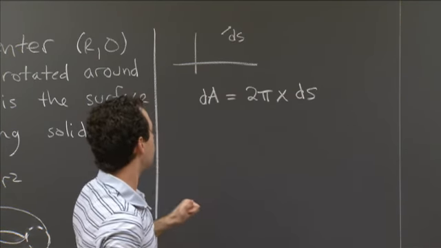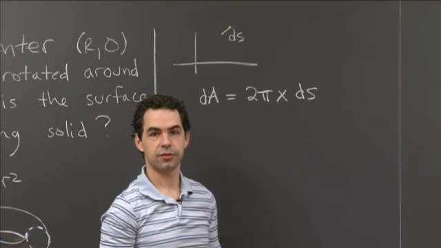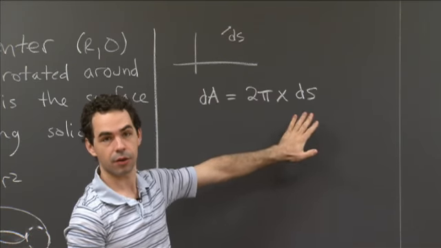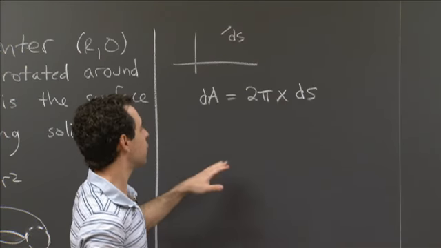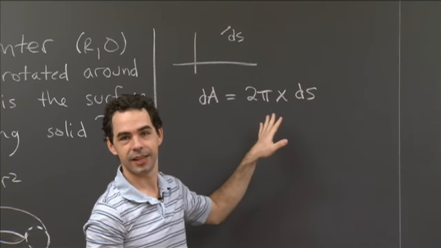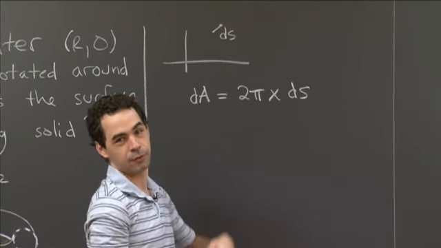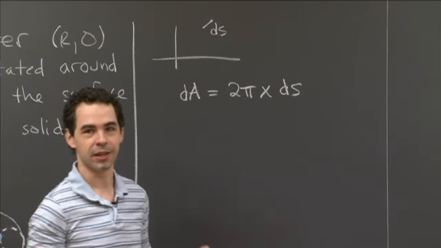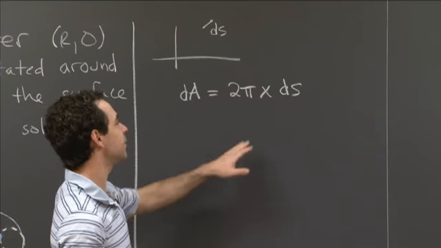And so in order to get the surface area, we have to integrate this over an appropriate region. In order to do that, we first need all the variables in the integrand to be the same. So we need to write everything in terms of x, or everything in terms of y, or everything in terms of some variable that we can integrate against.